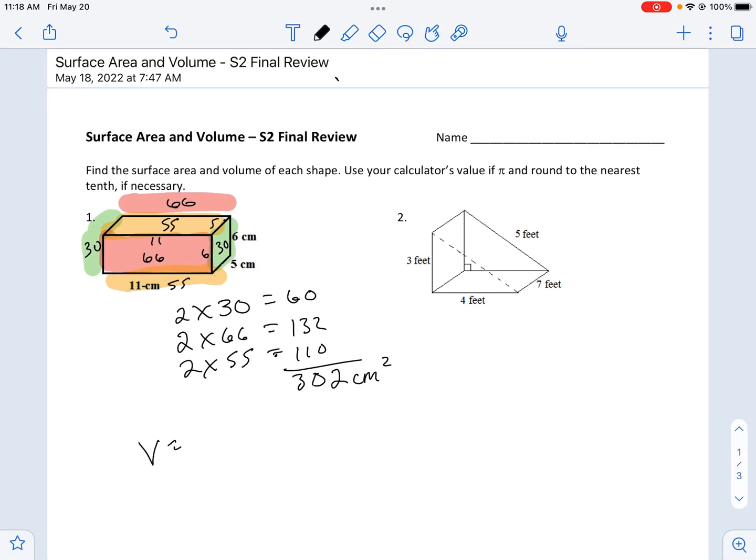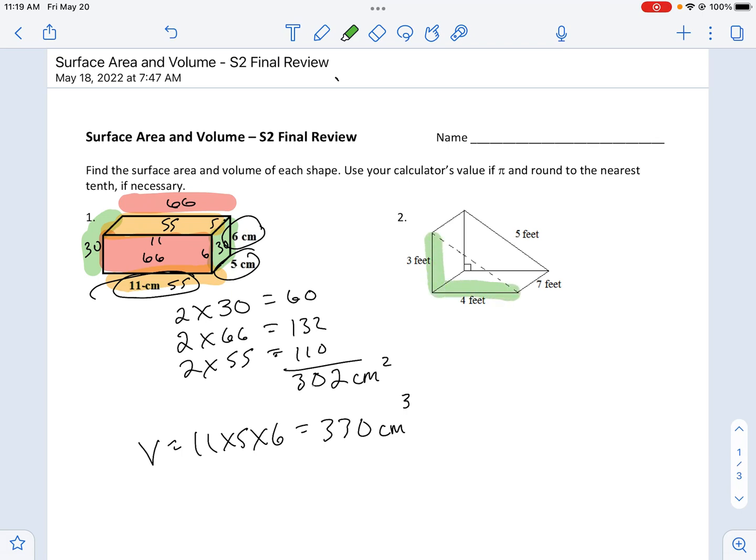Volume for this is pretty simple. It's length times width times height. 11 times 5 times 6. Now, since we multiplied 3 things, it's going to be centimeters cubed. All right, next we've got this nice shape here.